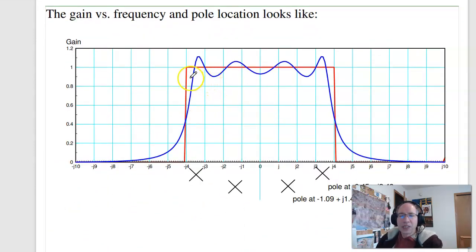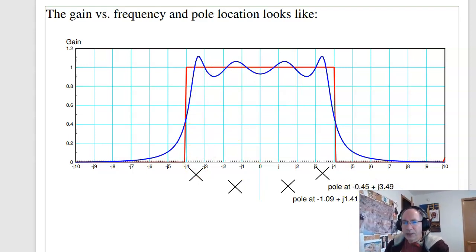Again, plotting for negative frequency to plus frequencies. I've got a pole at -0.45 plus minus j3.49. So the complex part of the pole tells you this resonance. The bandwidth is twice the real part. There's another pole at -1.09 plus j1.41. That's this pole. Resonance is at 1.41 radians per second. The bandwidth is 2. And I have this shape.